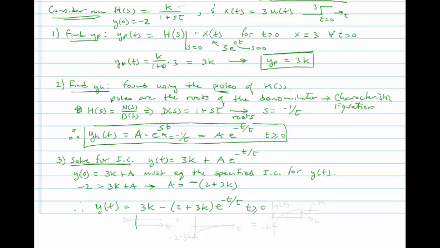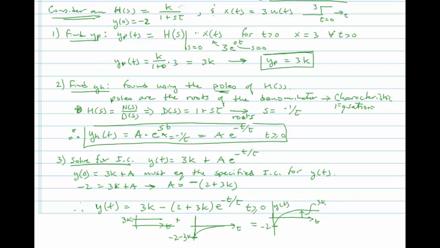We see that this first term is just constant in time, and the second term starts out at minus 2 minus 3k and will decay to 0. And we add those two together, and that will equal something that will look like this. It'll start at minus 2, and it will eventually go up to 3k. That is our complete response.